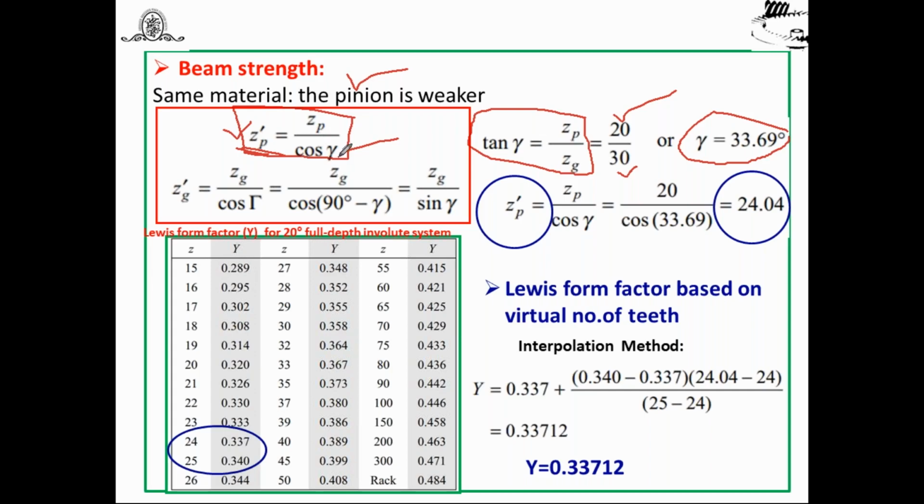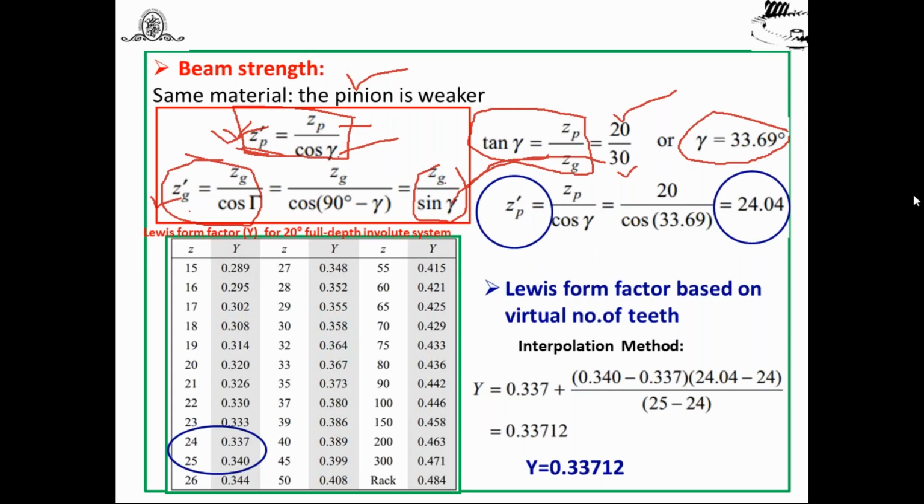Once you know gamma, you can substitute here. Zp is given as 20. You will get Zp dash. In this case, the pinion is weaker, so just find out Zp dash. Suppose the gear were weaker, then you would have to go for this relation: Zg dash is equal to Zg upon cos gamma. We have derived this relation, and gamma you calculate from this. Zg means the number of teeth on the gear. You will get the virtual number of teeth on the gear. You can do this calculation.